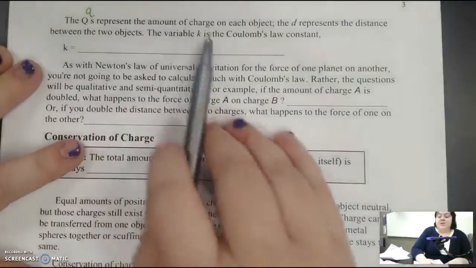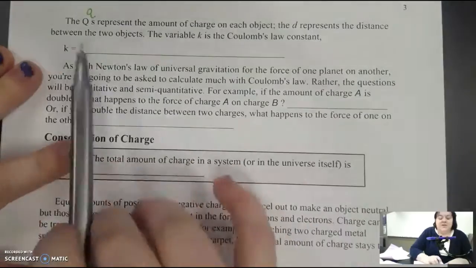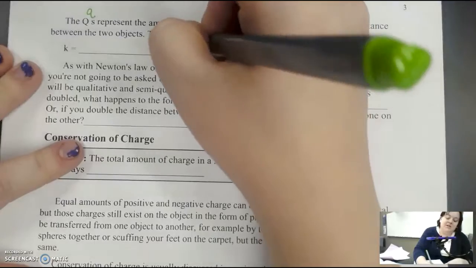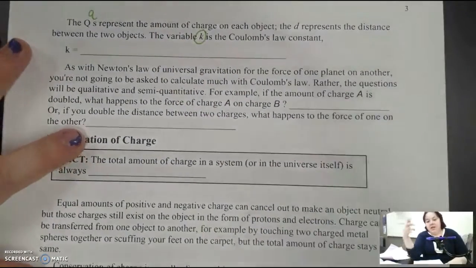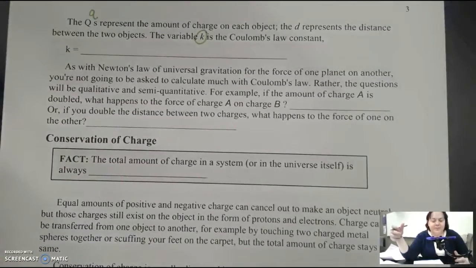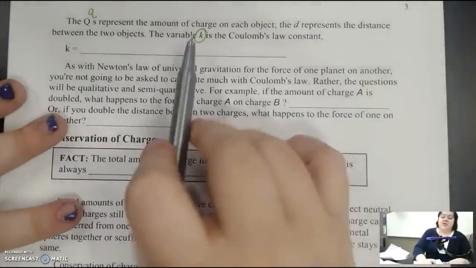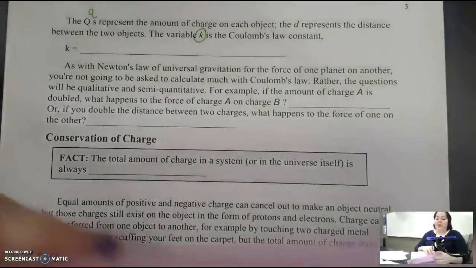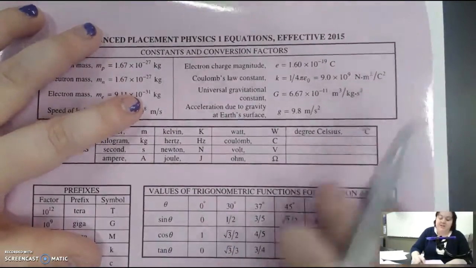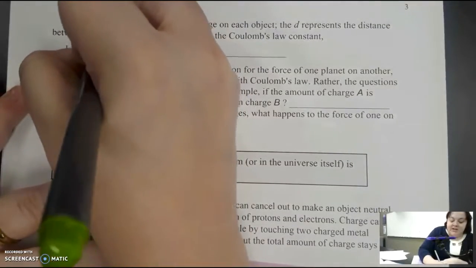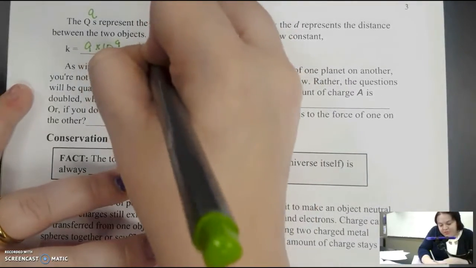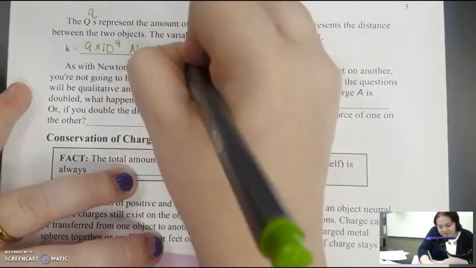The two Q's represent the amount of charge on each object. The D represents the distance between the two objects. The variable K is Coulomb's law constant. Remember that when we're talking about motion, K is the spring constant, which changes based on the spring. Don't get that confused. This is Coulomb's law constant, which is always the same number. It is given on the AP formula sheet. It's a hot mess. It's 9 times 10 to the 9th Newton meters squared per Coulomb squared.